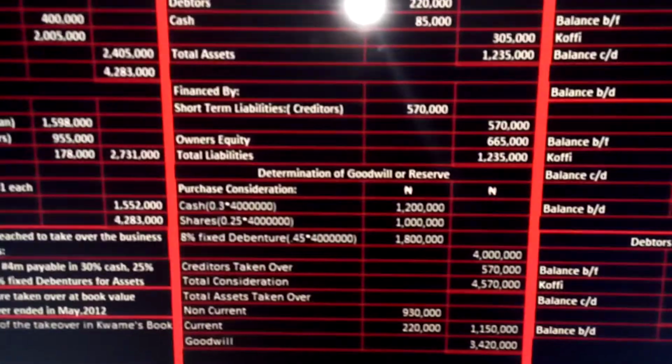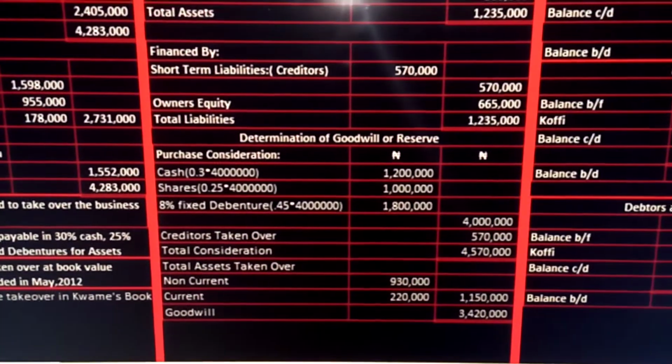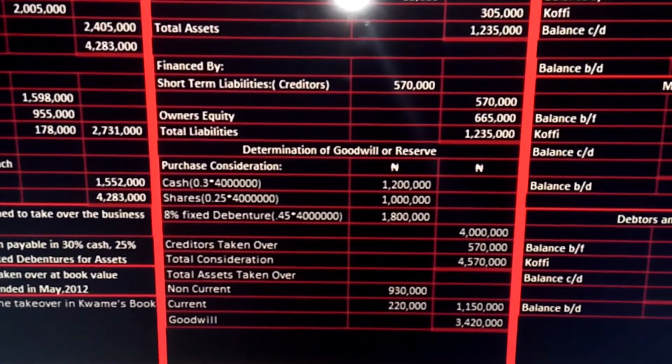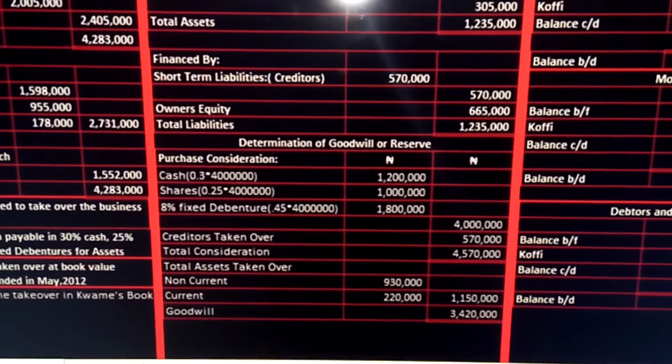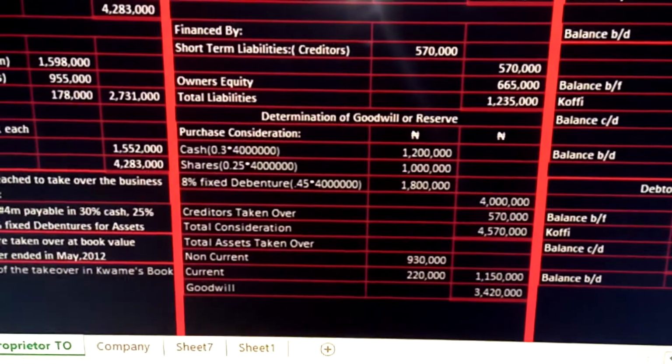Excess of purchase consideration over asset taken over. What is reserve? Where your purchase consideration is less than your asset taken over. So let's go. We have determination of goodwill or reserve. That's the first thing you should do.